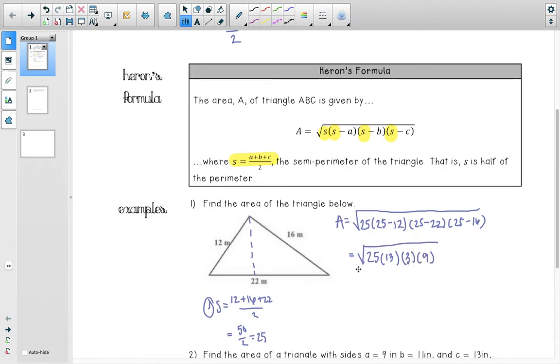So if you enter that into your calculator, the square root of 25 times 13 times 3 times 9. And actually, don't put the square root because we're going to simplify this. So 25 times 9, actually, I'm going to lie to you. Just put it all in your calculator because that's just too much. Times 13, and you go to 4 decimal places, you get 93.6750 because we rounded up, and then it's meters squared. So it's really that simple.